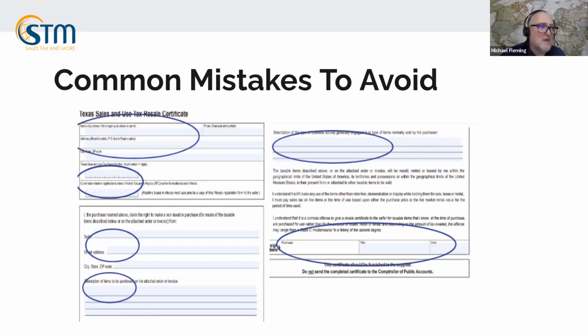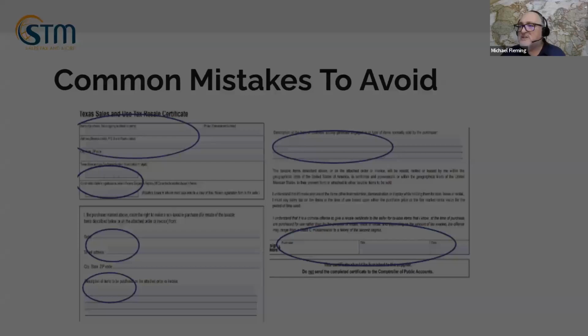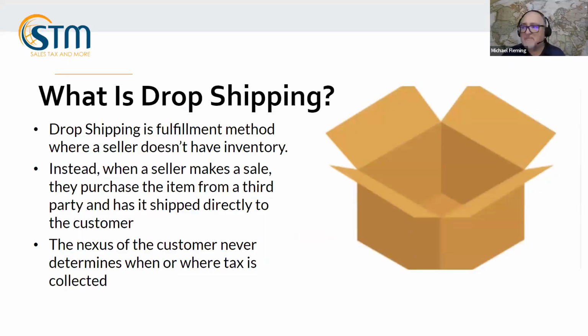All right, so where we see the biggest problems is drop shipping. And we usually get a question, well, Mike, what's drop shipping? Drop shipping is a fulfillment method where the seller doesn't own the inventory or doesn't have the inventory on hand when the sale takes place. Instead, when the seller makes the sale, they're going to turn around, purchase that item from a third party, and then have it shipped directly to the customer.